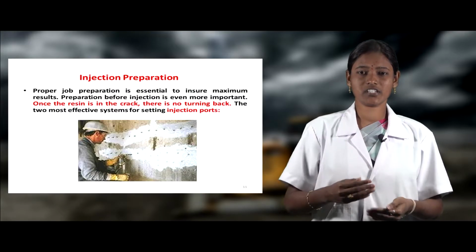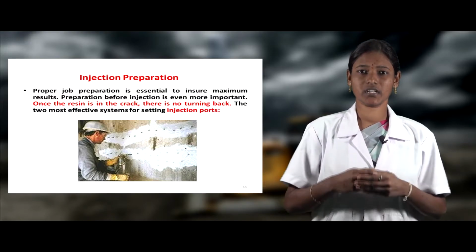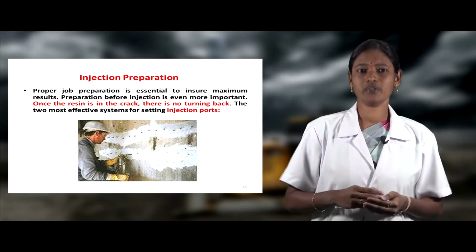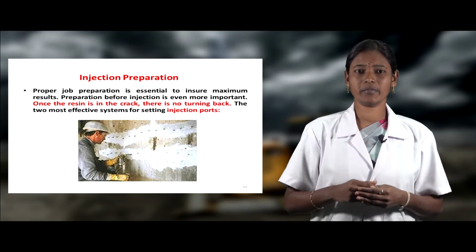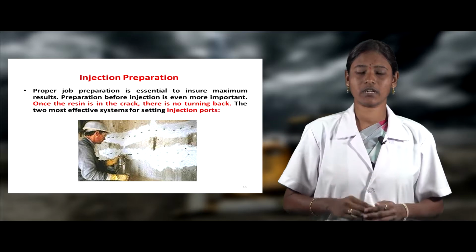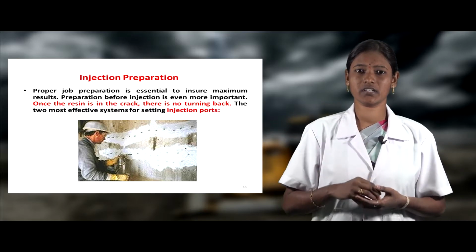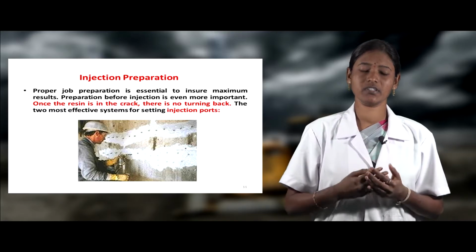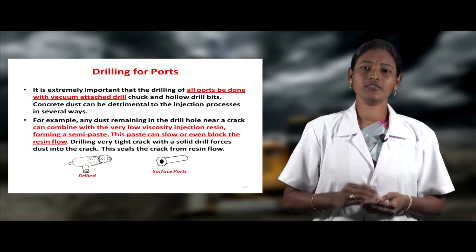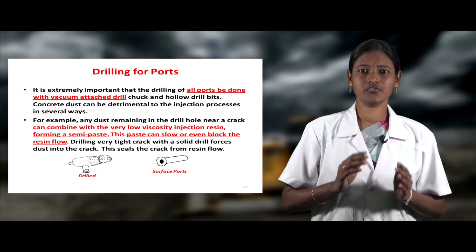Injection preparation is the first process in the epoxy injection resin method. Proper job preparation is essential in order to get the maximum output. Preparation before injection is most important. Once the resin is injected inside the crack, there is no turning back. This is the most effective step, and it should be sealed and welded properly. The next process in the epoxy injection resin method is drilling for ports.